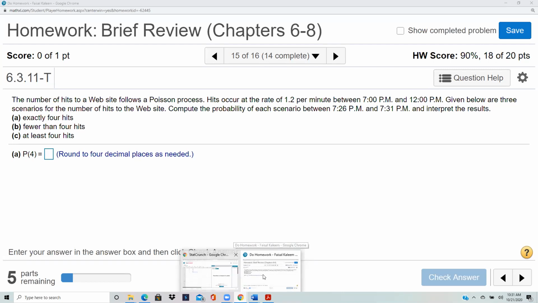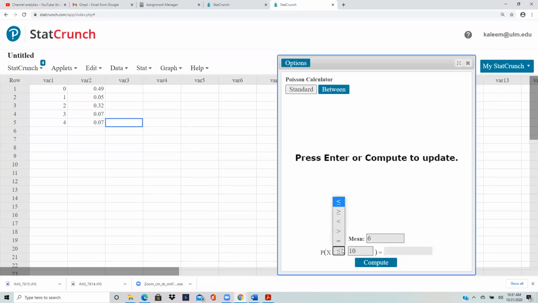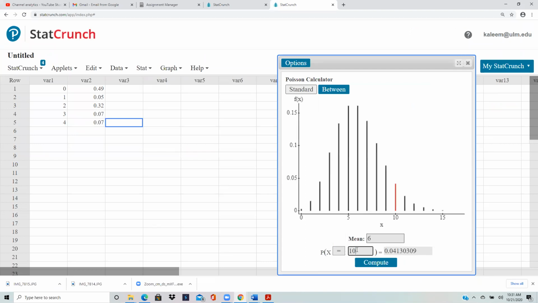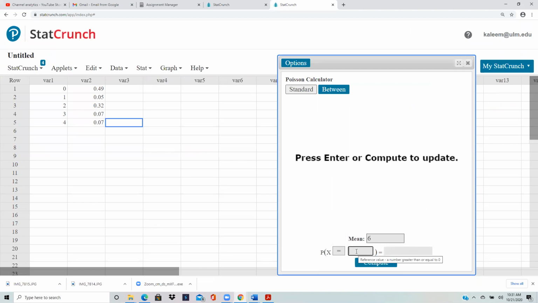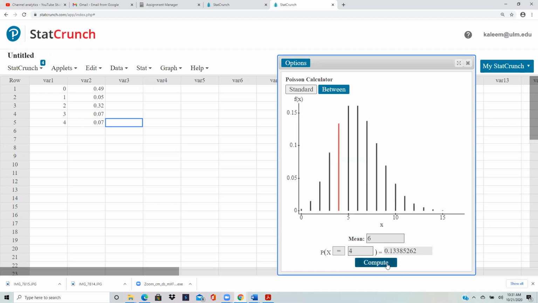So, equal to 4. Okay, and so that gives you 0.1339.